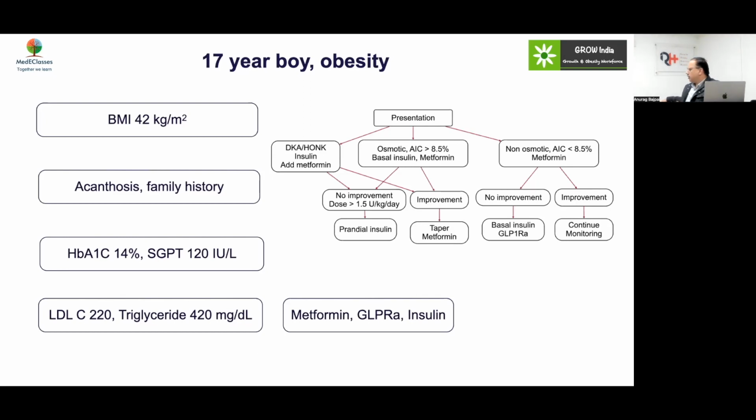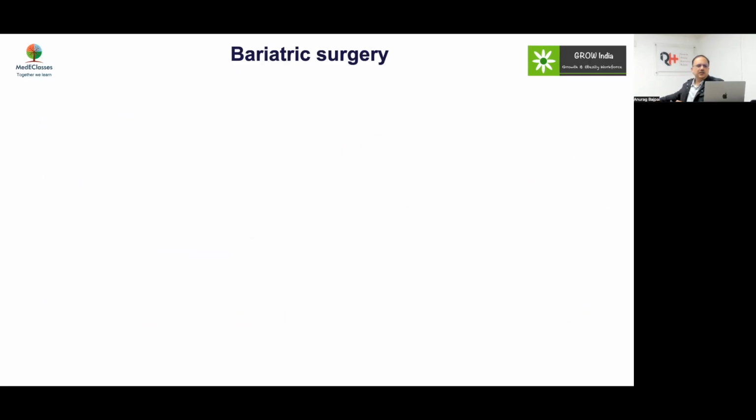So start on insulin also, and because I don't expect 14% to come down, I'll quickly think of starting GLP-1. Of course, I'll do a GAD antibody and all those things to exclude. So start with insulin and metformin, and then you can add GLP-1 quickly within the next week or so, and maybe even bariatric surgery can be considered in this scenario.